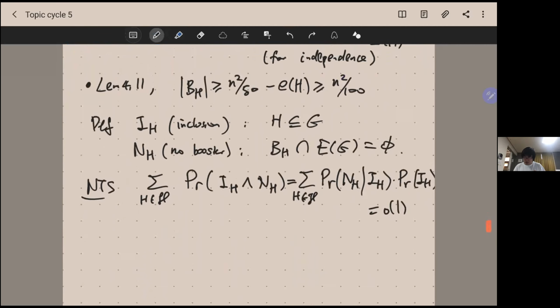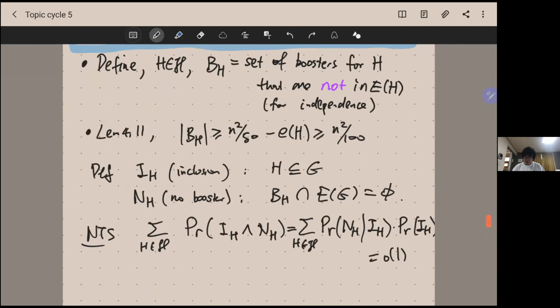Okay, here's why it justifies the need of independence, the choice of B of H. Note that N sub H and I sub H are independent events. Look again, I sub H is the inclusion, H is a subgraph of G. That is only relevant to the edges in H, E of H, right? And for the event N sub H, the relevant edges are B sub H, which is disjoint from E of H. So whether or not G, the random graph, has edges in the set disjoint from E of H is independent of the I sub H events.